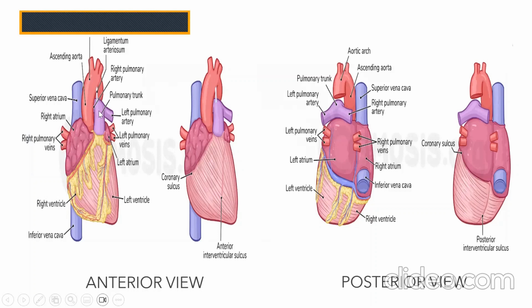Also, we can see the pulmonary trunk, which carries deoxygenated blood from the right ventricle to the lungs. The aorta carries the oxygenated blood from the left ventricle to parts of the body. Overriding of aorta is also seen in tetralogy of Fallot.